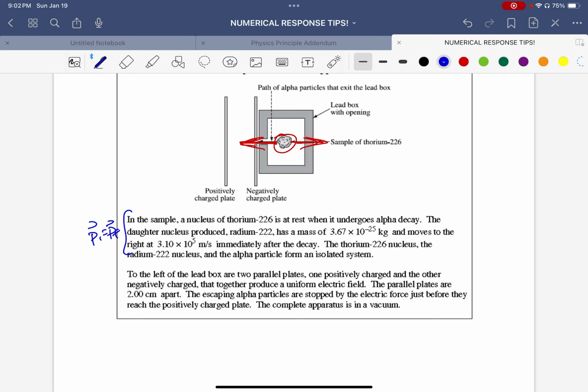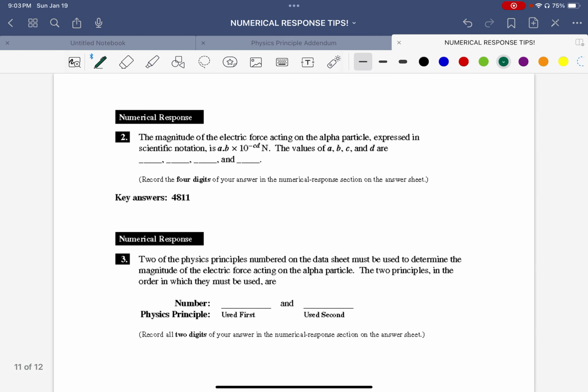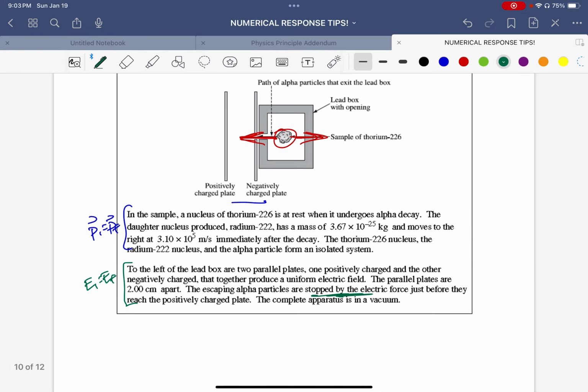Then I'll take a look at the second paragraph to see what's going on once the alpha particle leaves the lead box. The next paragraph says, to the left of the lead box are two parallel plates, one positively charged, the other negatively charged. The parallel plates are 2 centimeters apart. Escaping alpha particles are stopped by the electric force just before they reach the positively charged plate. When we have a charged particle that is slowing down and stopping, that's like a car going up a hill, where we say EI equals EF. So we're looking for the magnitude of the electric force here, along with the two physics principles.